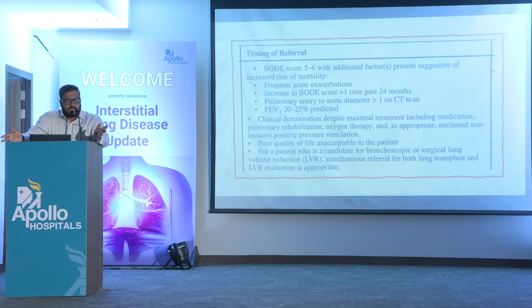Second is obviously clinical deterioration despite maximal therapy, poor quality of life which is unacceptable to the patient. And what this guideline mentions is usually a pulmonologist should refer for transplant and bronchoscopic lung volume reduction at the same time. So criteria for both actually is the same.